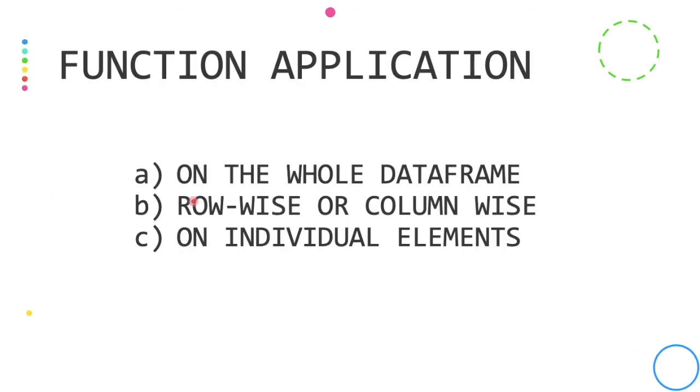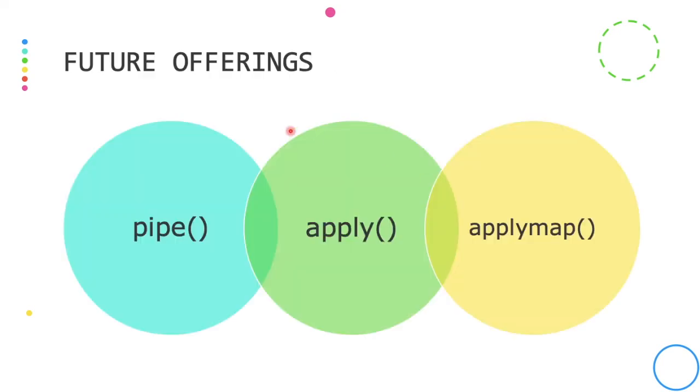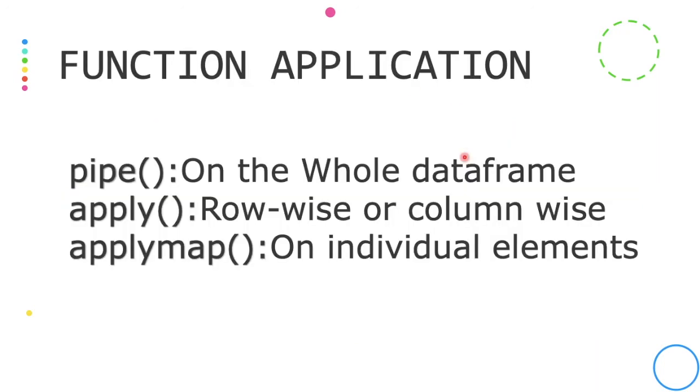As I said, these are the three basic operations that we can perform. We can apply the function on the whole data frame, we can apply the function row wise or column wise, and we can apply the function on individual elements. To perform those three operations, we will use these three functions: pipe, apply and apply map. Now let us try to understand these functions in detail. The first function is pipe, which will apply the function on the entire data frame, and apply, as I said, will apply row wise or column wise, and apply map on individual elements. Now let's get started with pipe.